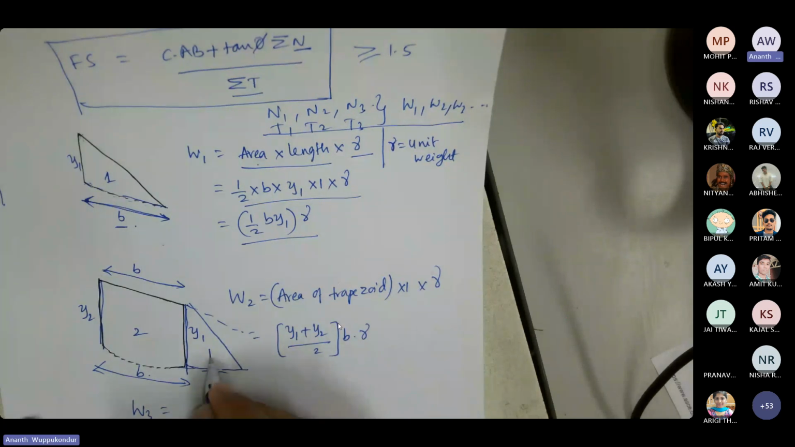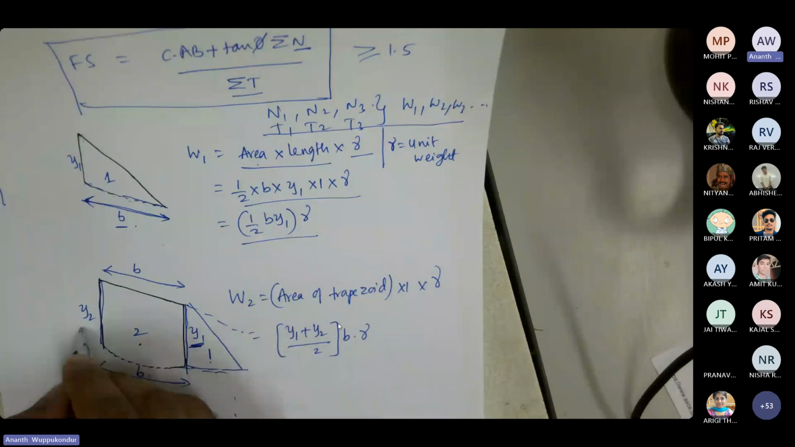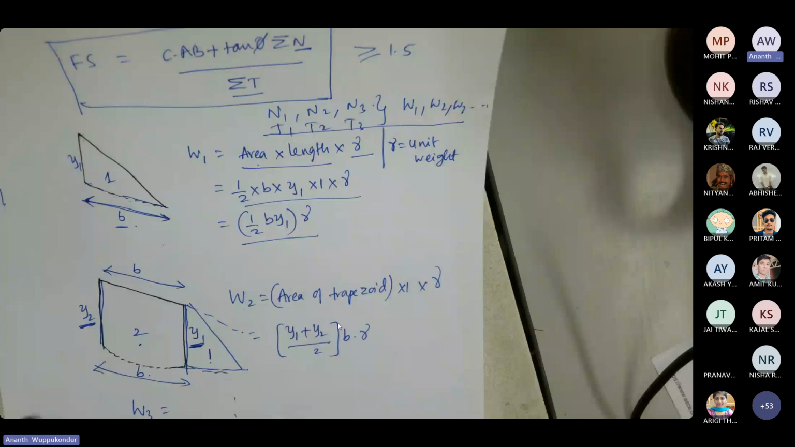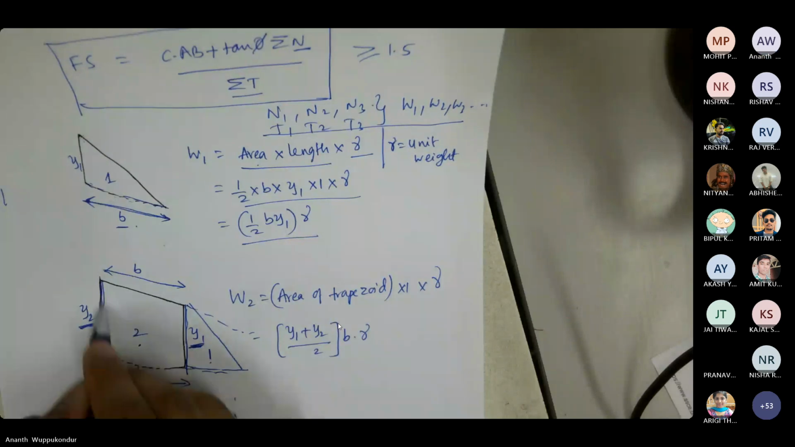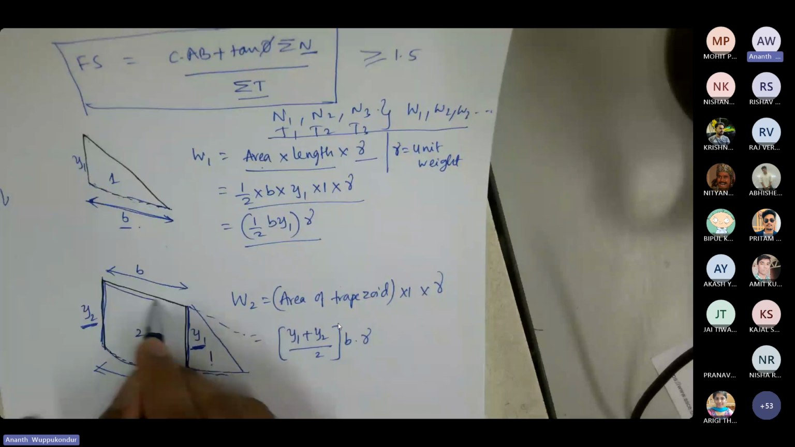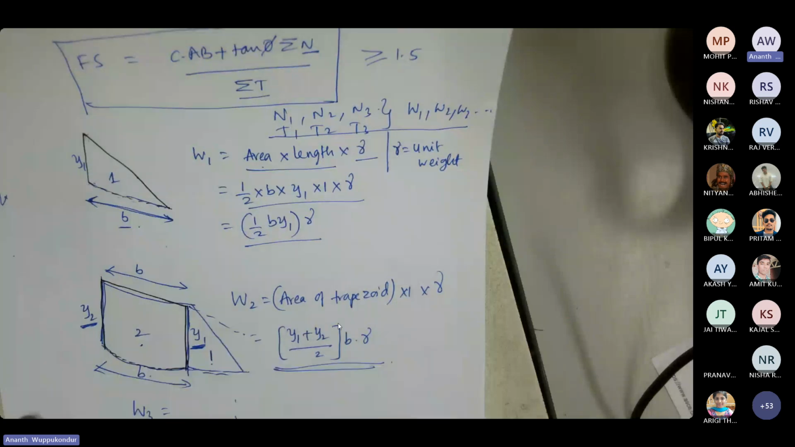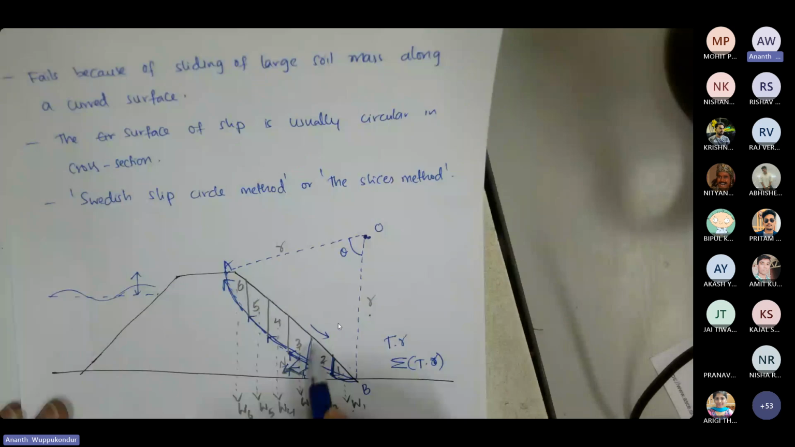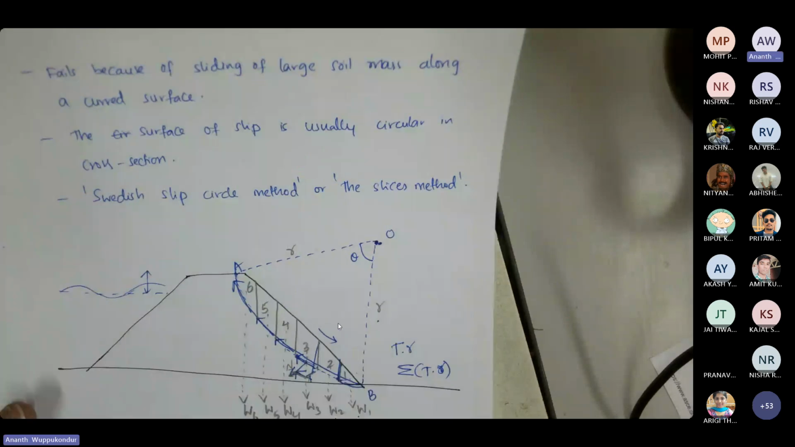so this is segment 1. Now we are talking about segment 2. So segment 1 has a height of y1, and on the other side of the segment 2, I am assuming the height is y2. So this becomes a trapezoid. So you can calculate what is the volume of this trapezoidal area. So similarly, you need to repeat this process until you calculate what is W2, W3, W4, W5 until Wn. So for each of these segments, you need to calculate the weights.